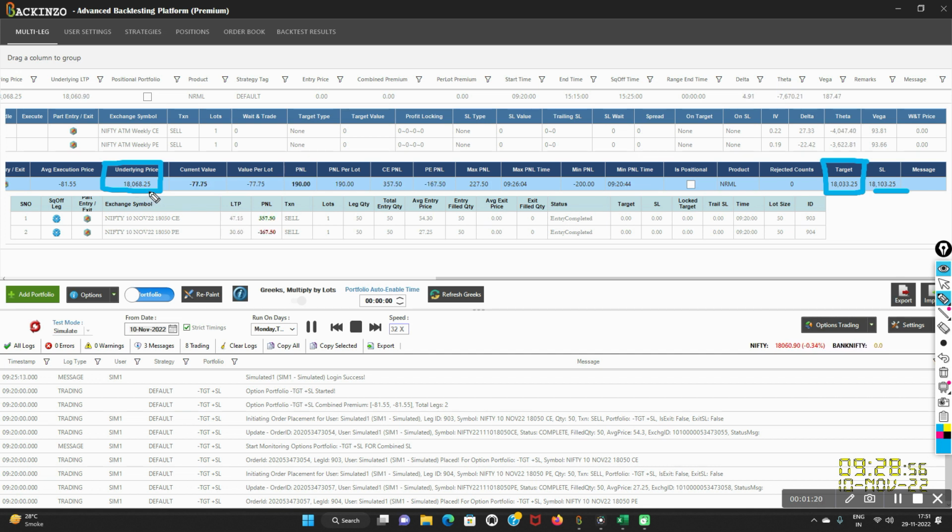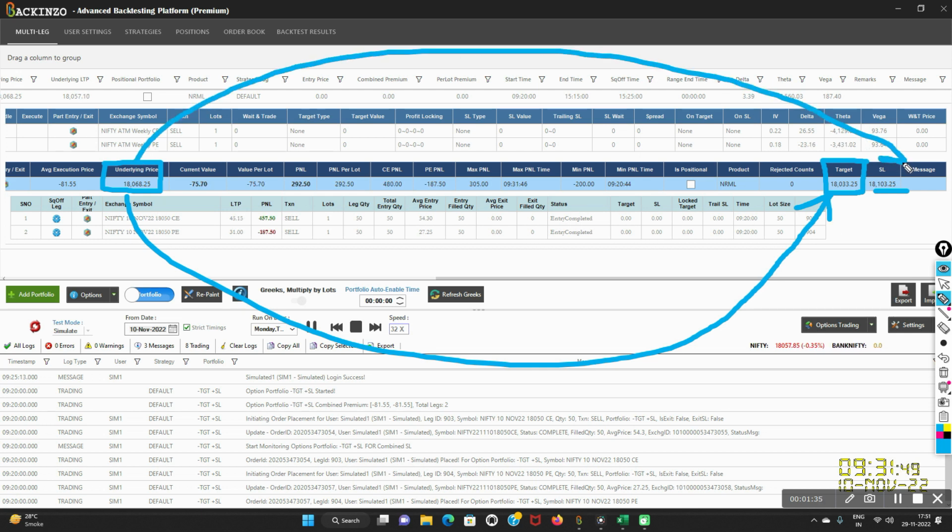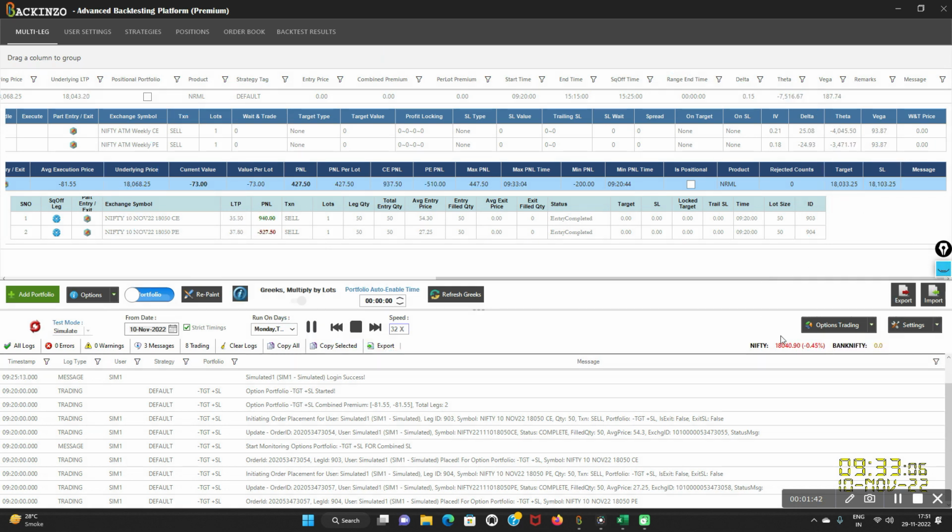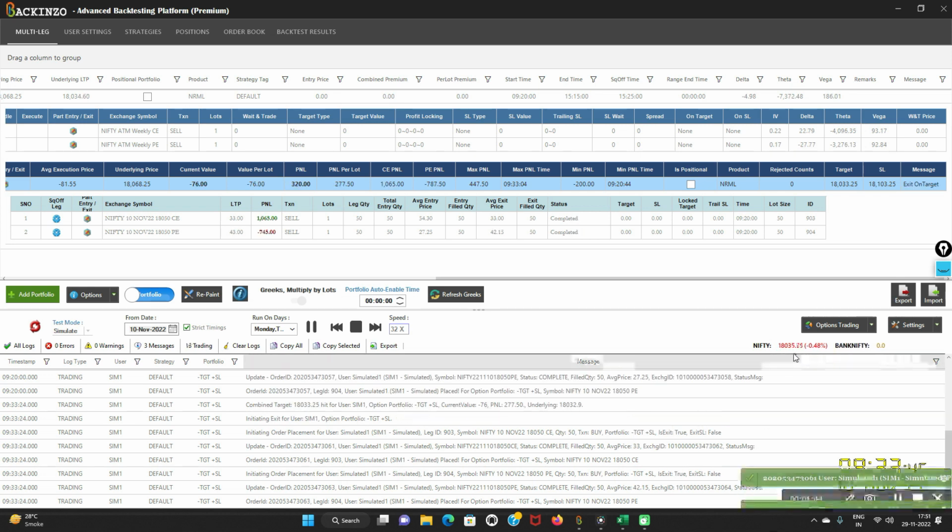So 18,068 is the underlying price and the target was minus 35, right? So minus 35 comes out to be 18,033 and plus 35 was my stop loss. So this is my stop loss, 18,103, right? So upon hitting the target or the stop loss, as you can see, this is the ticker and it has exited on the target. But how will I come to know whether it has hit the target or the stop loss, right? So here under this message section, you can see the message remark that it got exited on the target.